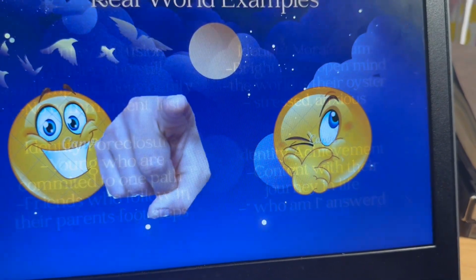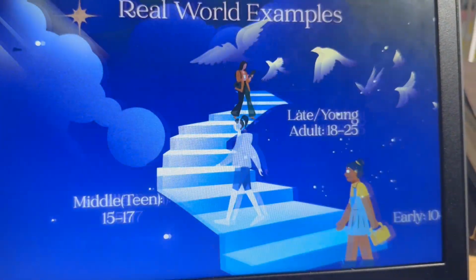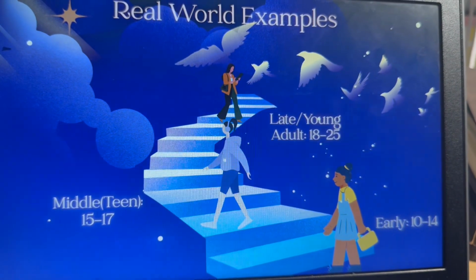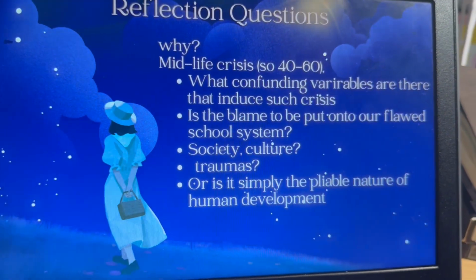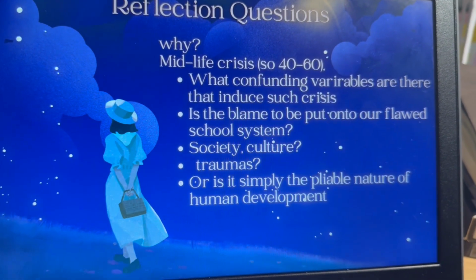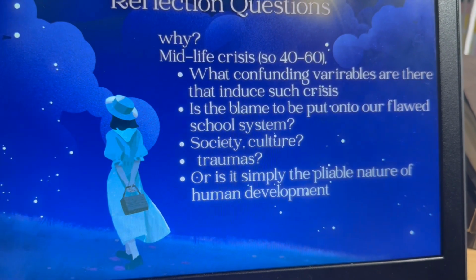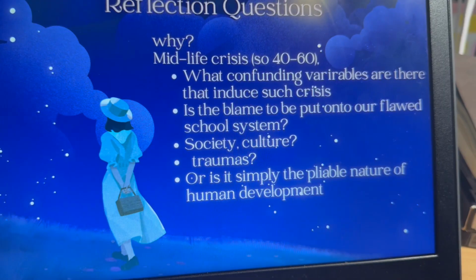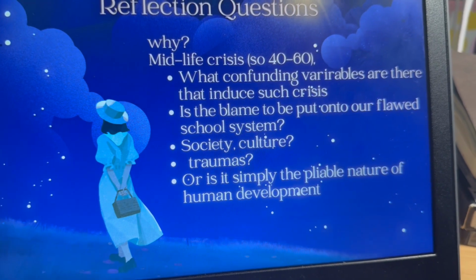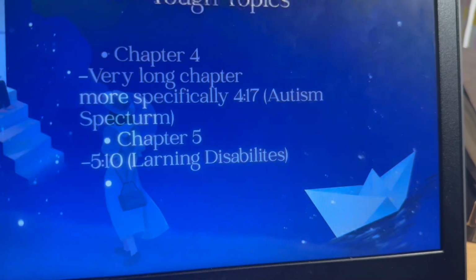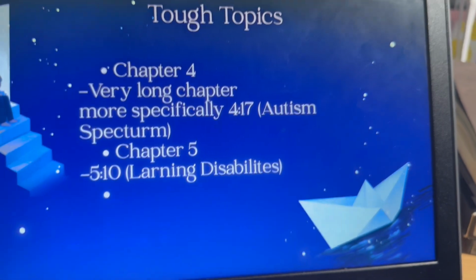In fact, you and me are even examples of these statuses in effect. Adolescence is just simply such a long stage, which brings into question, why? Why exactly do we have a midlife crisis from 40 to 60? What are the confounding variables that induce such a crisis? Is the blame to be put onto our flawed school system, society, cultures, traumas, or is it simply the pliable nature of human development?